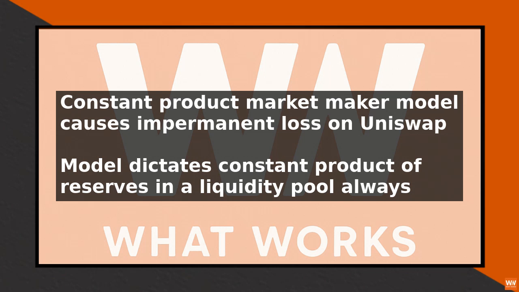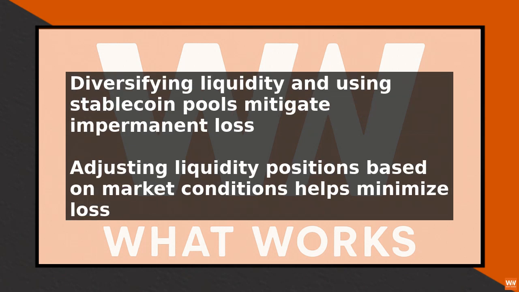For example, if you provide liquidity to an ETH DAI pool and the price of ETH increases, the protocol will sell some of the ETH in the pool to buy more DAI, resulting in a decrease in the value of your ETH holdings and an increase in the value of your DAI holdings. If you were to remove your liquidity from the pool at this point, you would have a lower value of ETH and a higher value of DAI compared to if you had just held the assets outside of the pool.